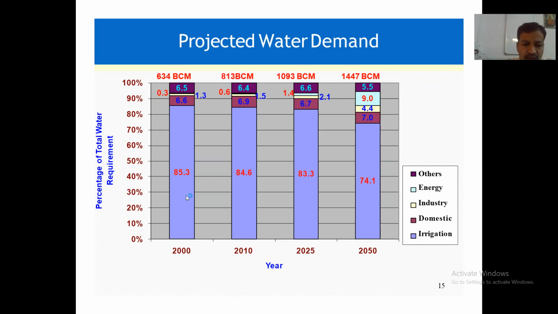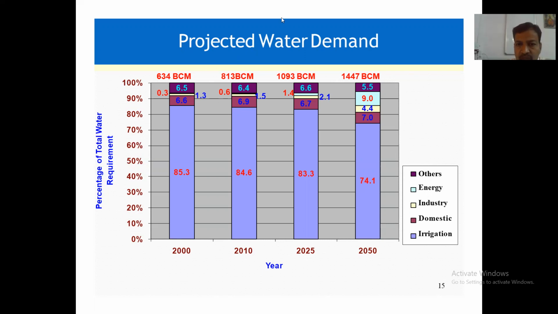So in 2000, it was projected water demand. It was about 85.3% for irrigation. For domestic, it is 6.6. For industries, it is 1.3. For energy sector, it is 0.3, and others 6.5.